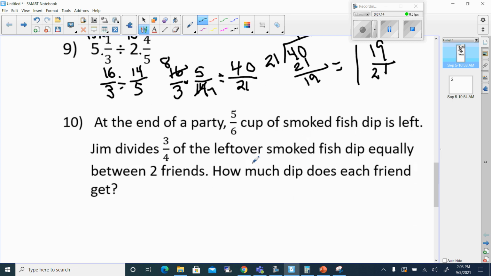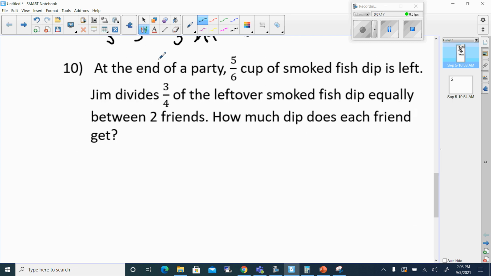All right, we're at number 10, the last one. It says at the end of the party, 5/6 cup of the smoked fish dip is left. Jim divides 3/4 of the leftover smoked fish dip equally between 2 friends. How much dip does each friend get? Now, I want you to look very closely at this question because it says Jim divides 3/4 of the leftovers equally between 2. So don't get confused and think we're dividing the 5/6 by 3/4. We're dividing the 3/4 by 2.